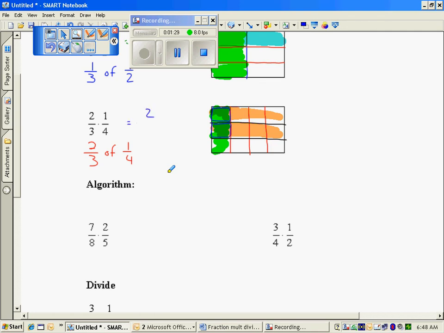There are 2 of how many pieces? 1, 2, 3, 4, 5, 6, 7, 8, 9, 10, 11, 12. 2 of the 12 pieces. Now from reducing fractions, we know that can also be represented as 1/6.